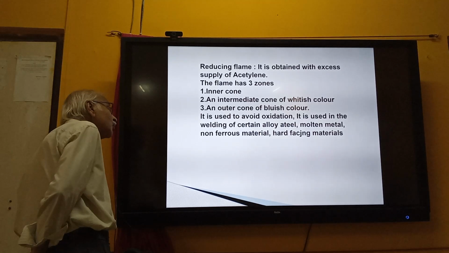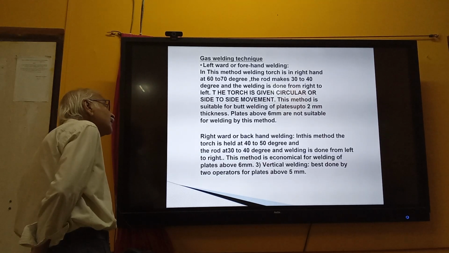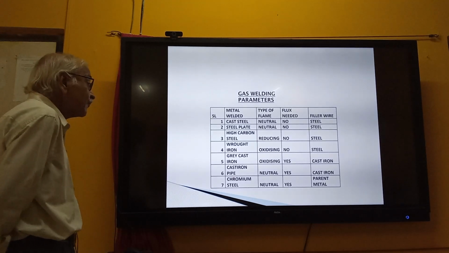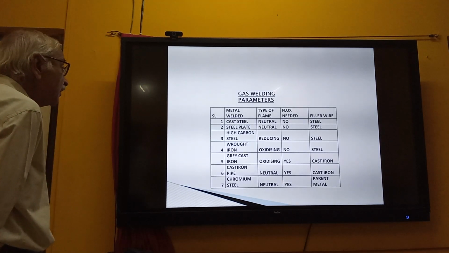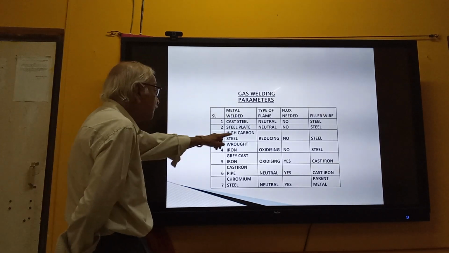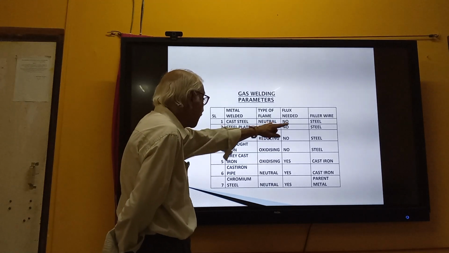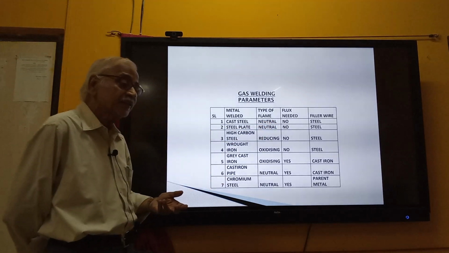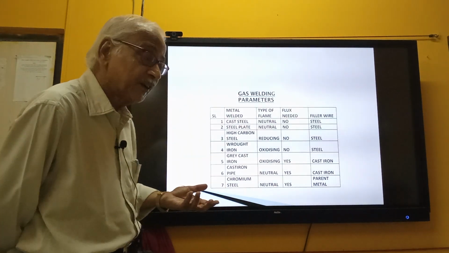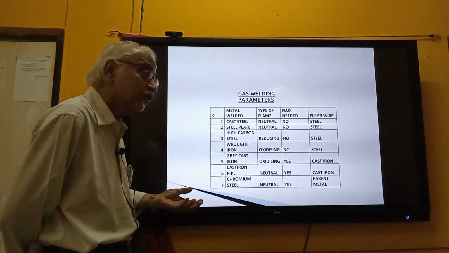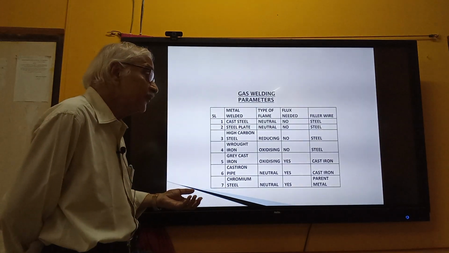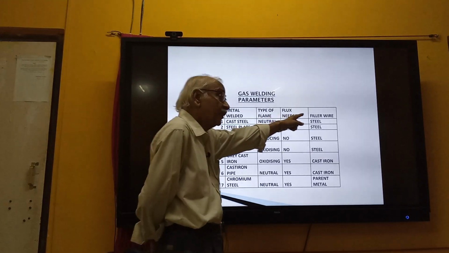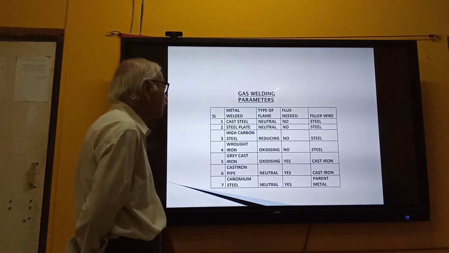Types of flames we have already discussed, and these are some of the applications. Cast steel, we use neutral flame, no flux is needed. Filler wire, if you need, is a steel filler wire. Now for lower thickness, you may not need any filler wire, directly it can be fused together. Say thickness means less than 3 millimeter, but if the thickness is more than 3 millimeter, then you will need a filler wire for a proper welding to take place.